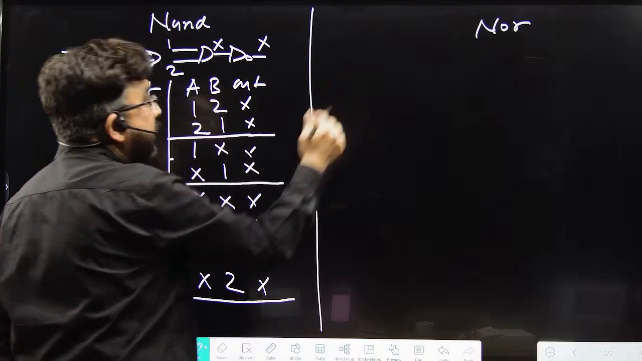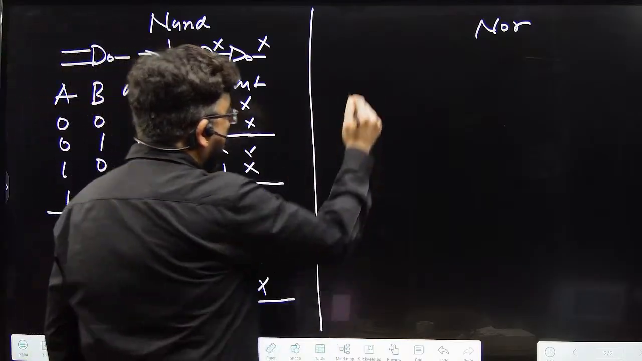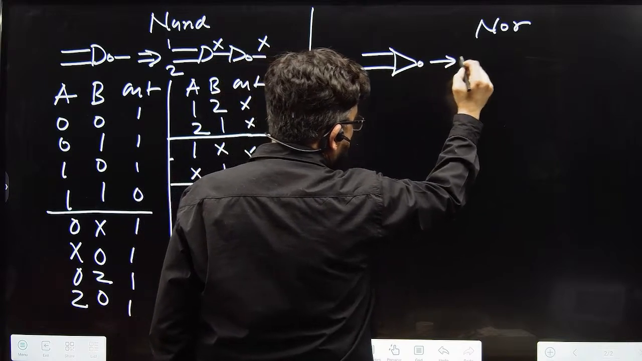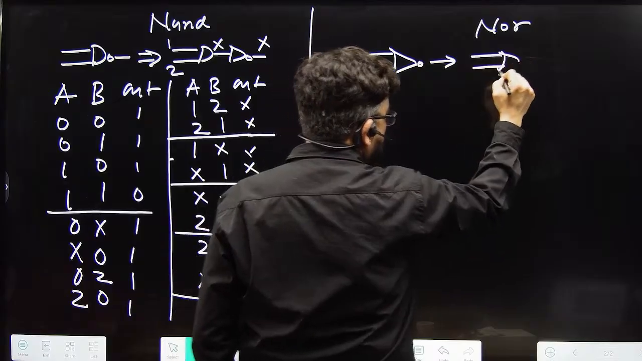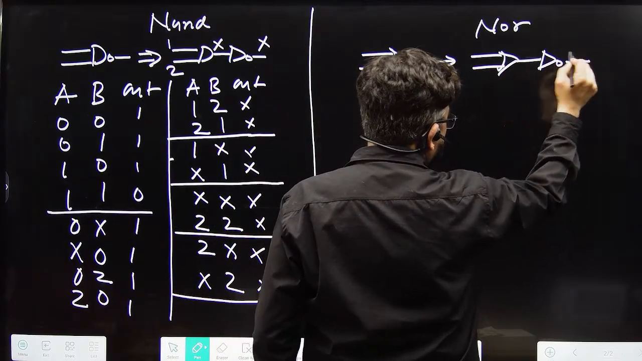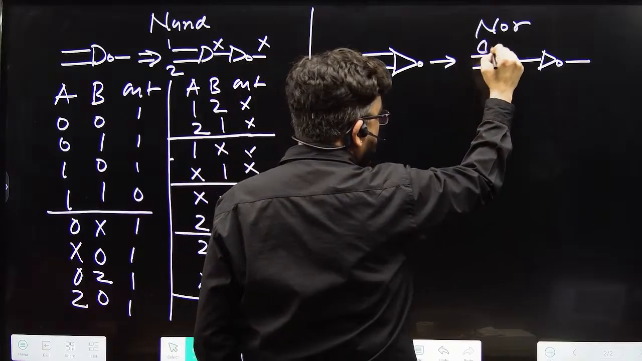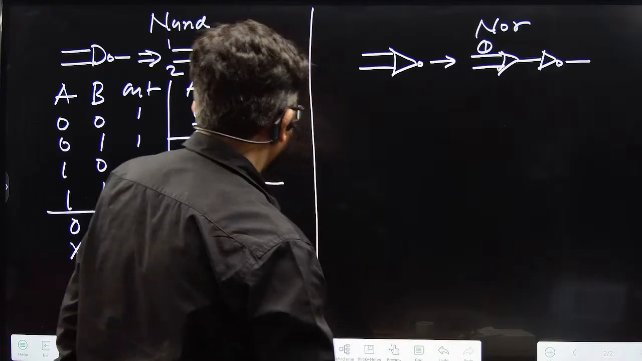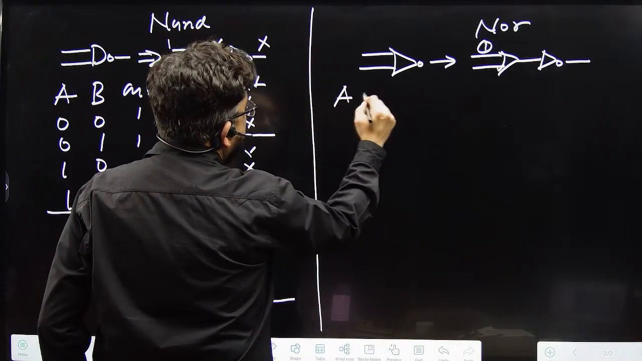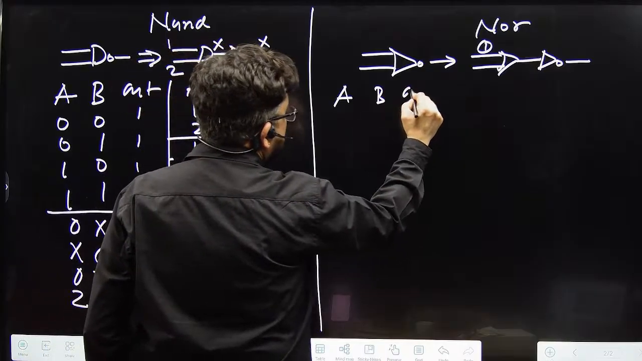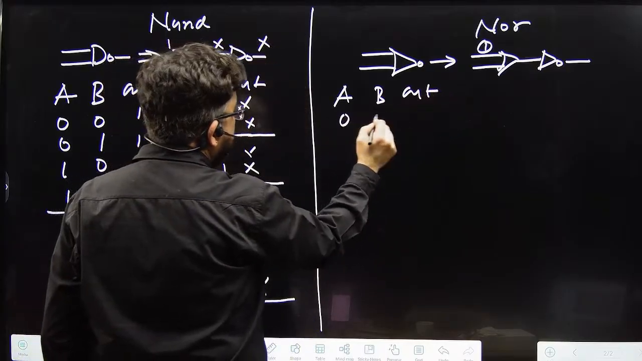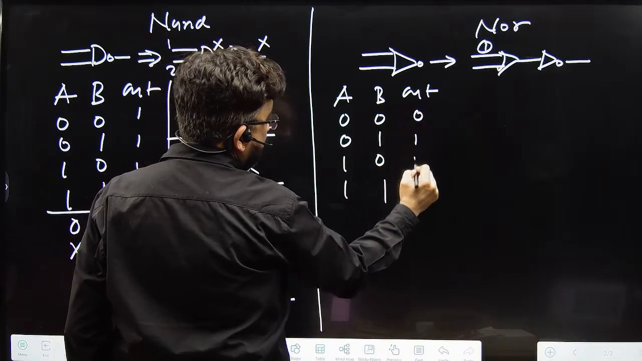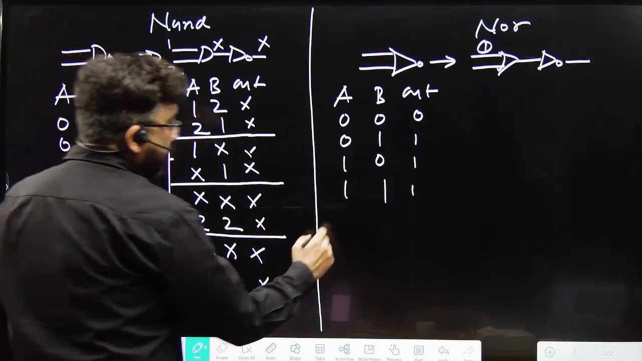Now let's take example of NOR gate. So NOR is made up of OR and NOT. Okay, so priority in OR gate is 1. If any input along with 1, the output is 1. A, B, out. 0, 0, 0, 1, 1, 0, 1, 1. The output is 0, 1, 1, 1. Okay, this is one case.